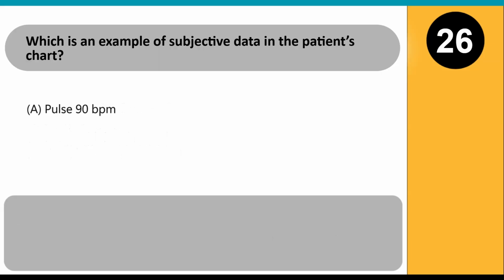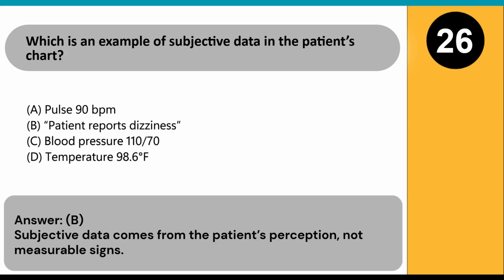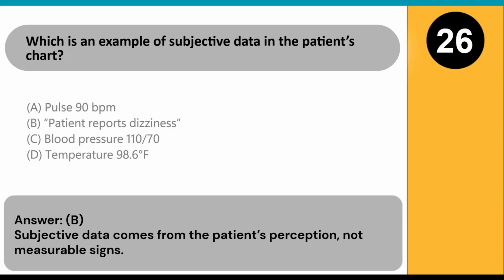Which is an example of subjective data in the patient's chart? A. Pulse 90 BPM. B. Patient reports dizziness. C. Blood pressure 110/70. D. Temperature 98.6 degrees Fahrenheit. Answer: B. Subjective data comes from the patient's perception, not measurable signs.